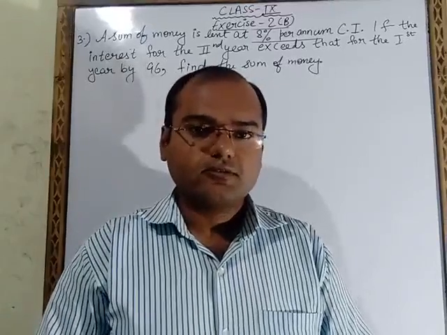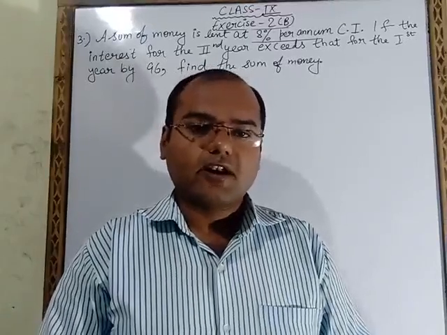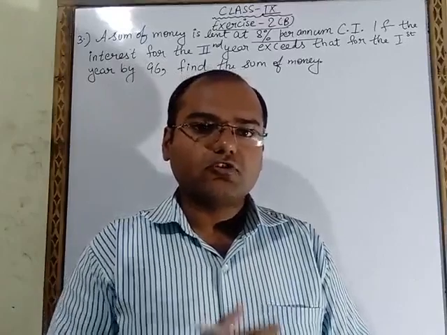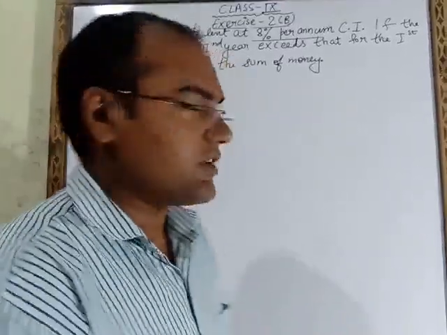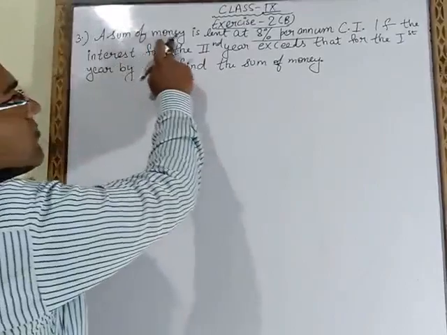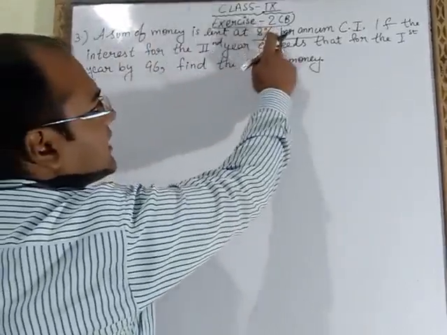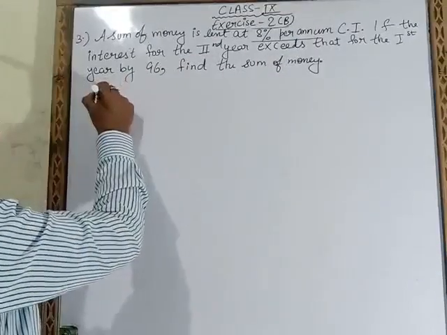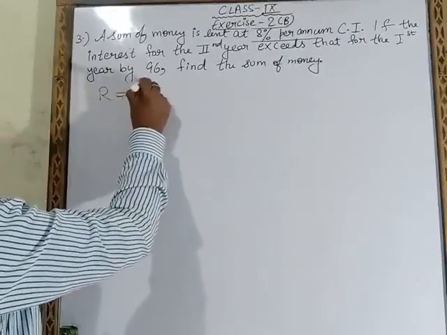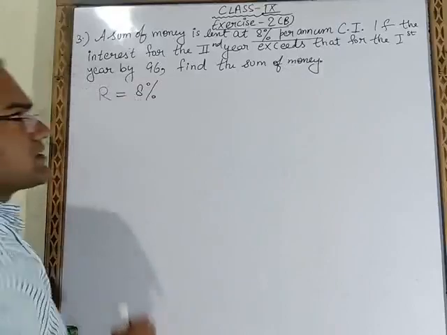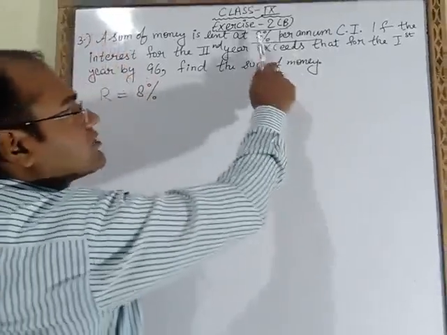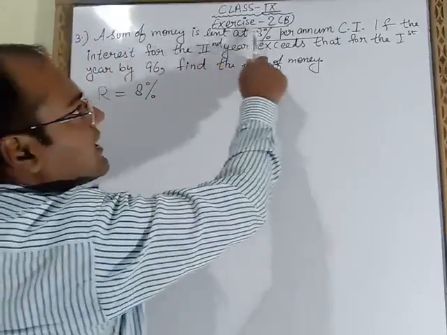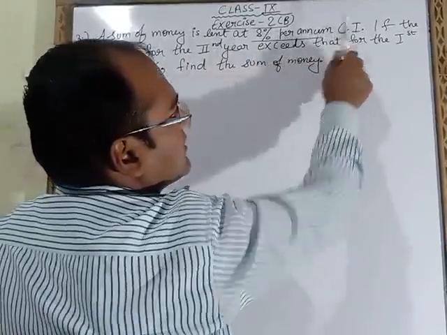Hello students, today I will start exercise 2. See question number 3 of this exercise. The question is, a sum of money is lent at 8%. What is given here? 8%. So what is this? This is the rate. R is equal to how much? 8% is given. So the money is lent at 8% per annum compound interest.